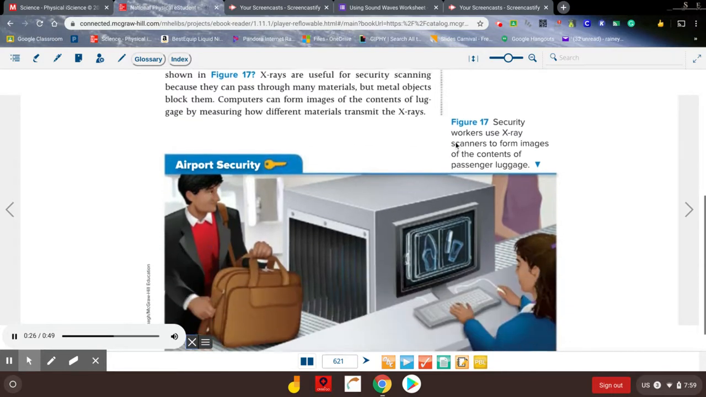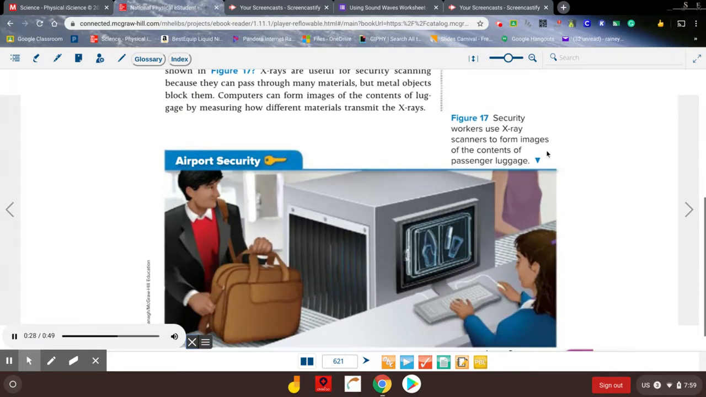Detection and security. Have you ever had your luggage scanned at an airport, as shown in Figure 17? X-rays are useful for security scanning because they can pass through many materials, but metal objects block them. Computers can form images of the contents of luggage by measuring how different materials transmit the X-rays.